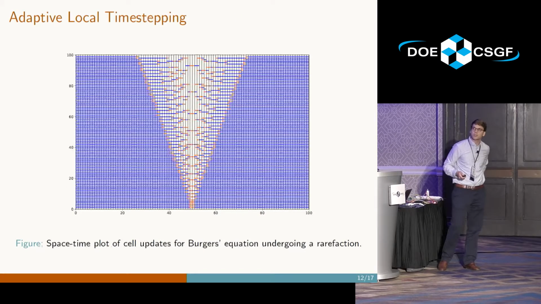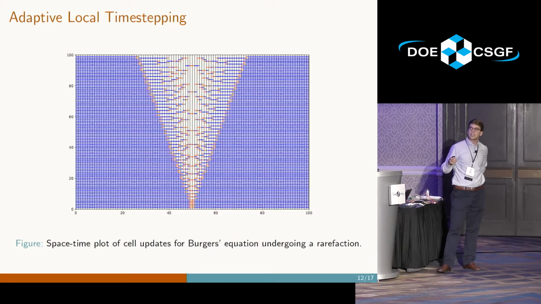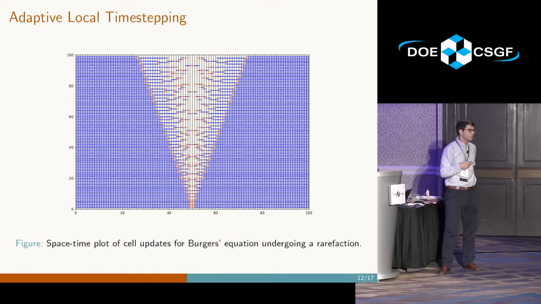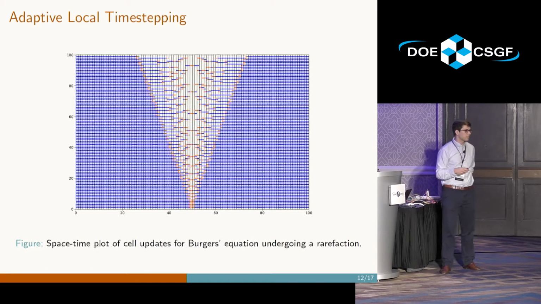Another thing that we're looking at right now, and this is something I'm really excited about, is adaptive local time stepping. For these explicit stencil codes, the stability constraint that you typically have to respect is the CFL condition.